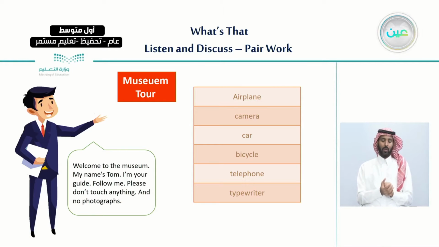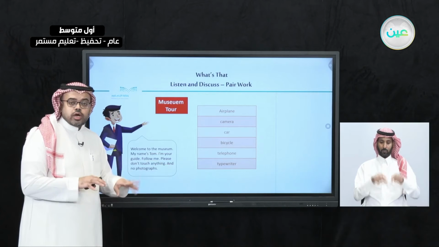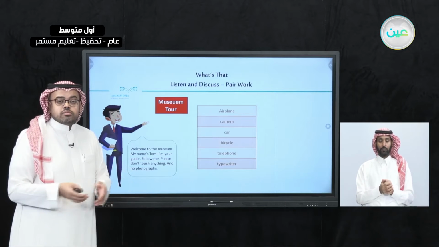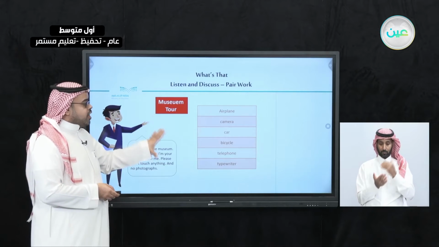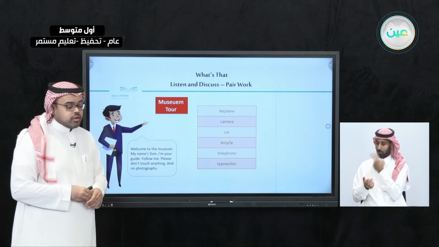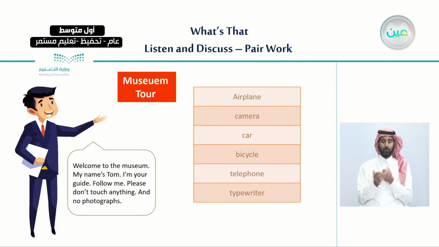For example, we have a very old airplane and also a very old camera, and also a car, which is not used any longer, and a very old bicycle, and a telephone, which is now replaced by smartphones. And also a typewriter. Back in the time, they used to have a typewriter to type some words, and now it is replaced by laptops or new computers. So these are the first set of objects that we can see in our books. Let's continue and read the other objects.